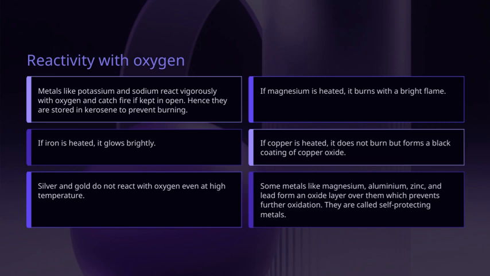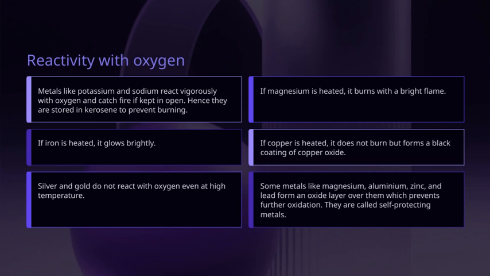Silver and gold are special because they don't react with oxygen at all, even at very high temperatures. That's why they are so resistant to corrosion. If we take iron and heat it, it glows brightly, showing a strong reaction to heat, though it doesn't necessarily form a protective layer like some other metals.